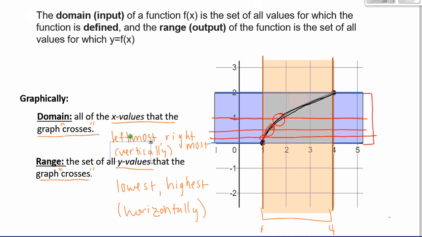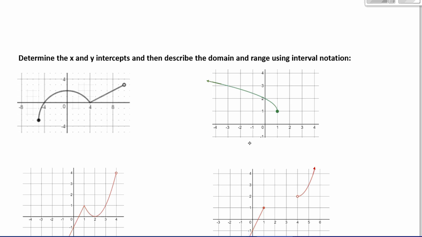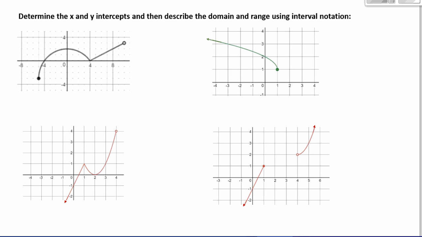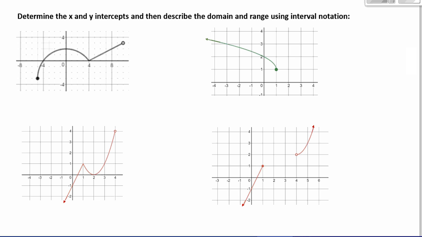Okay, let's look at these. Let's talk about the x and y intercepts and the domain and range. Okay, looking at that graph, let's start with x and y intercepts. Anywhere the graph crosses the x-axis is an x-intercept. So we've got an x-intercept happening there and there. So I'm going to say x-intercepts at (-4, 0) and (4, 0).